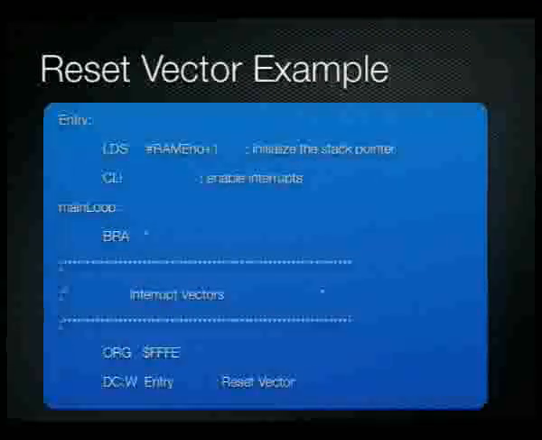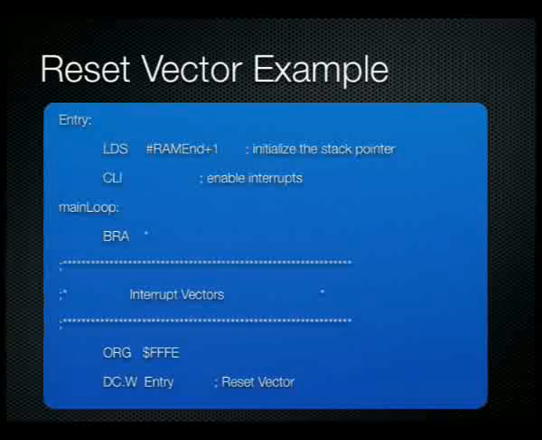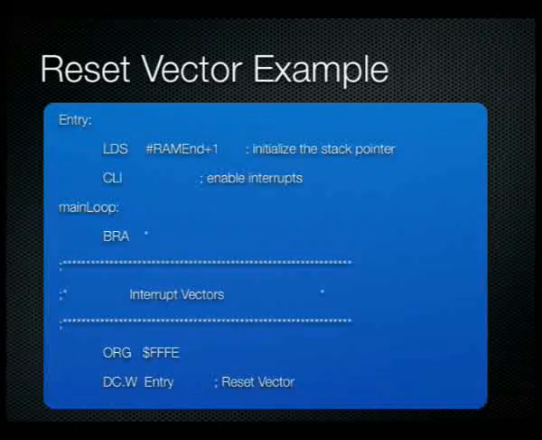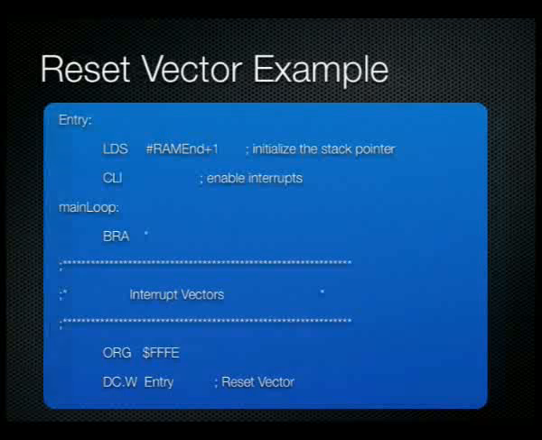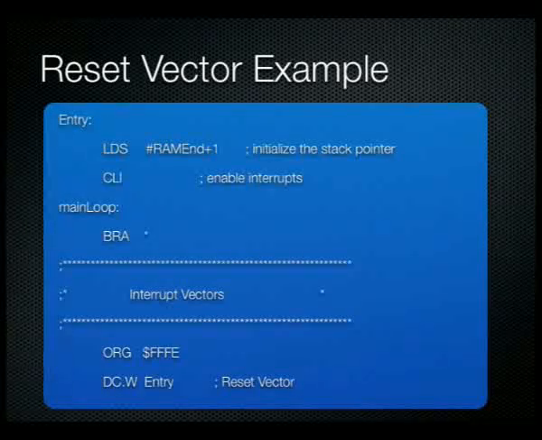So here's a reset vector example. Basically, I've got a very small chunk of code. It pretty much does nothing. I've simply set up my stack pointer, I've simply turned on the interrupts, and I've simply got a main loop that branches back to itself. The branch star is a branch to the current line, so it simply spins on that line. So it's basically a chunk of code that's the very basic beginning of how your code normally is anyway.